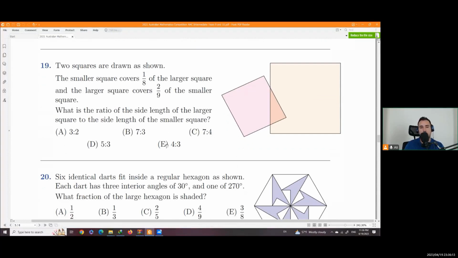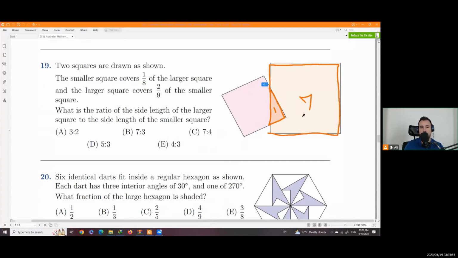Okay, the next one. 2 squares are drawn as shown. The smallest square covers 1/8 of the larger square. So one possible mistake is to write 1/8: this area is 1, and the larger square, all of this, will be 8. Is that correct? Well, no, that's wrong. What is correct is to write this as 1, and this would be 7.